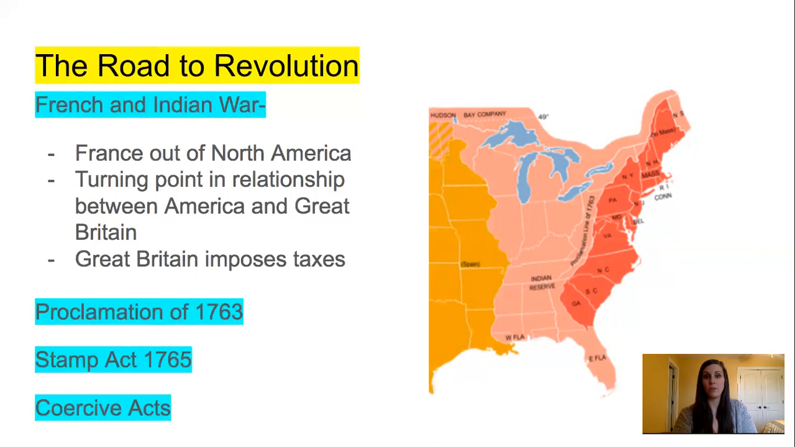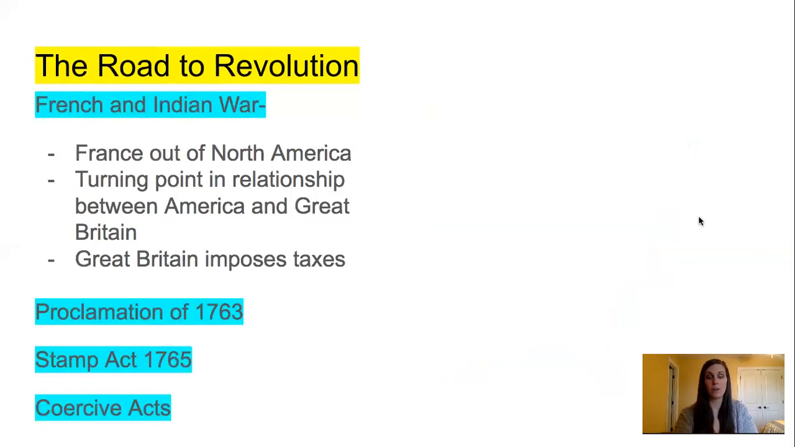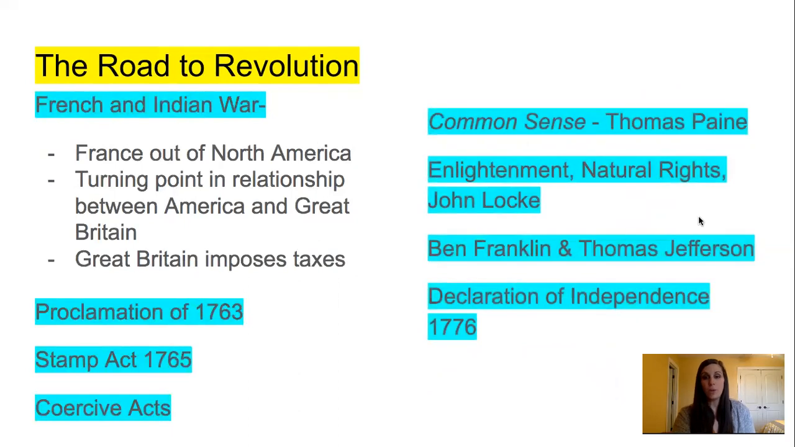But we know all of those taxes and those events are going to lead up to the Declaration of Independence. Thomas Paine wrote his pamphlet Common Sense, calling on the colonists to revolt to support independence. In the Declaration of Independence from Thomas Jefferson, we see these Enlightenment ideals like natural rights from John Locke. So he and Ben Franklin were really those Enlightenment thinkers, and we see those ideas in the Declaration of Independence.